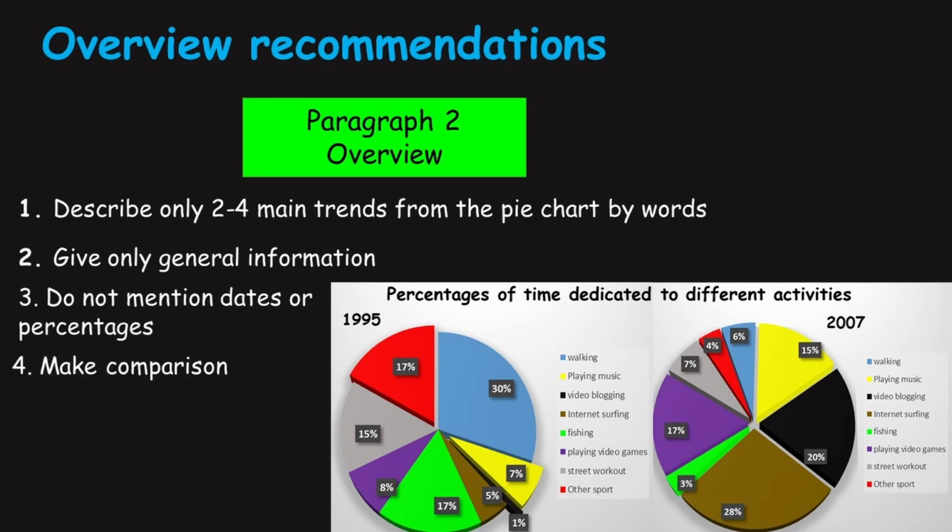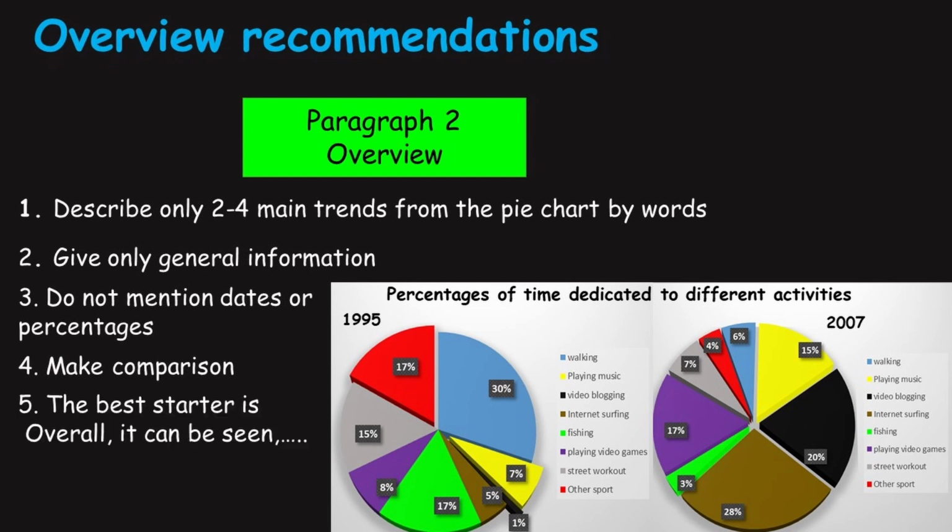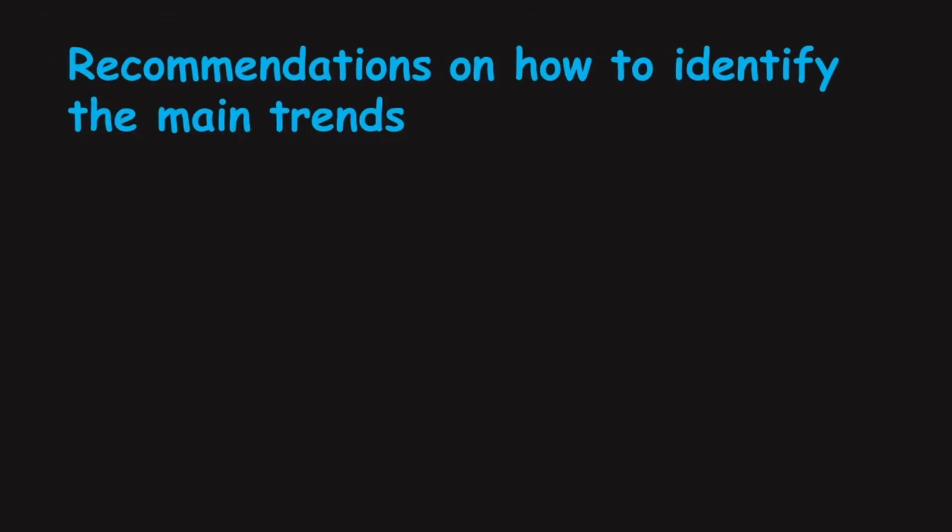Make comparisons. It's compulsory as it's asked in the task. Remember, always start your overview from the phrase "overall it can be seen". It's the indicator for the examiner that you write an overview. It's time to identify the main trends. Here is the list of recommendations.